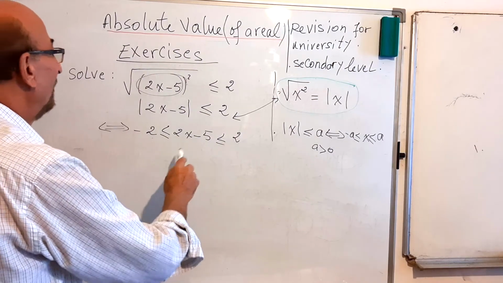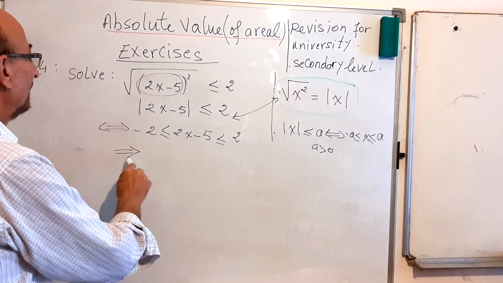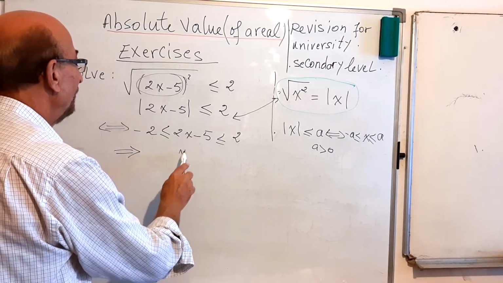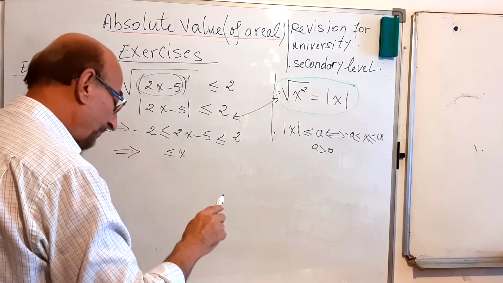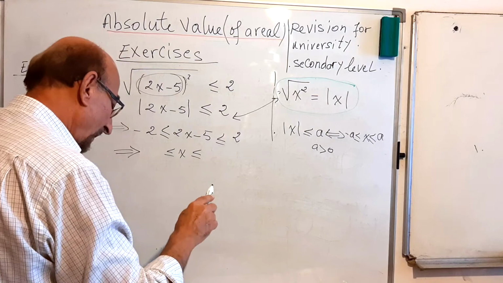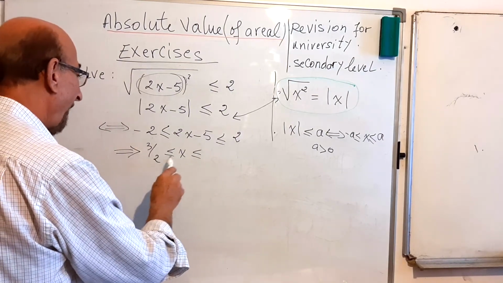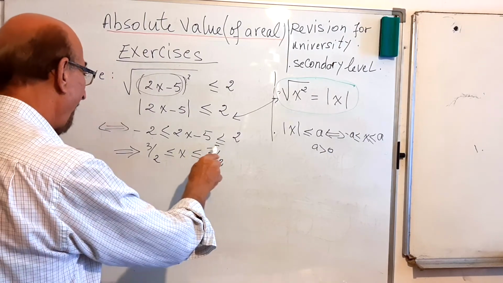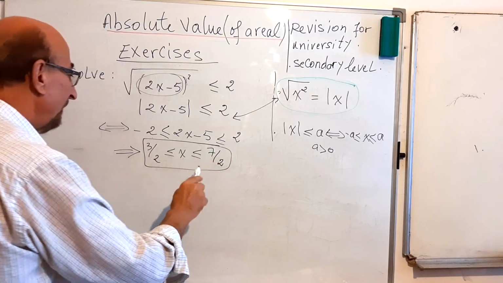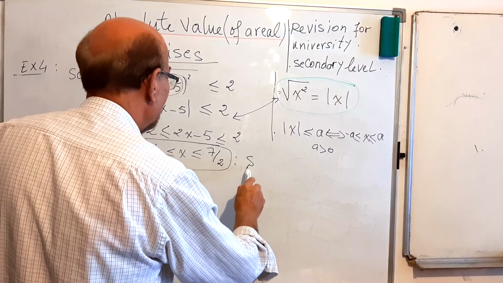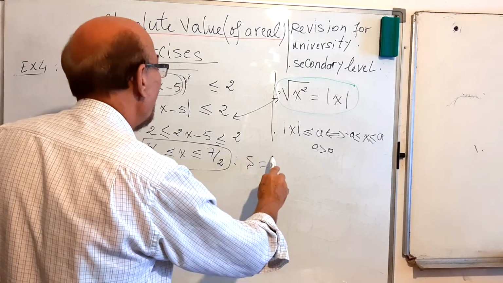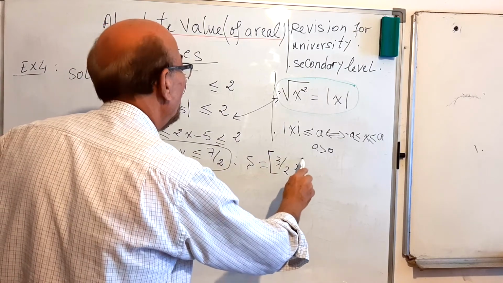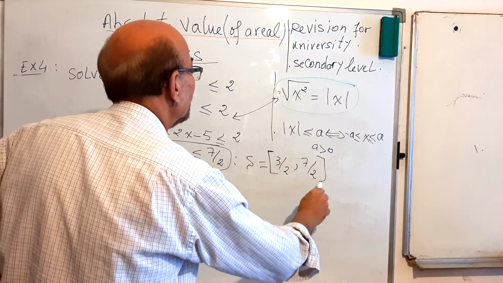So the double inequality implies x is between 3 over 2 and 7 over 2. Therefore, the solution set is the interval from 3 over 2 to 7 over 2.